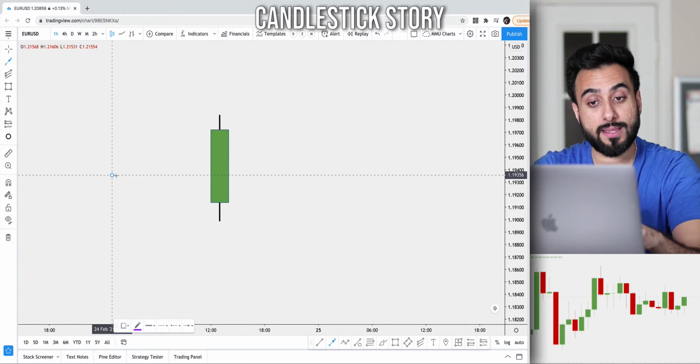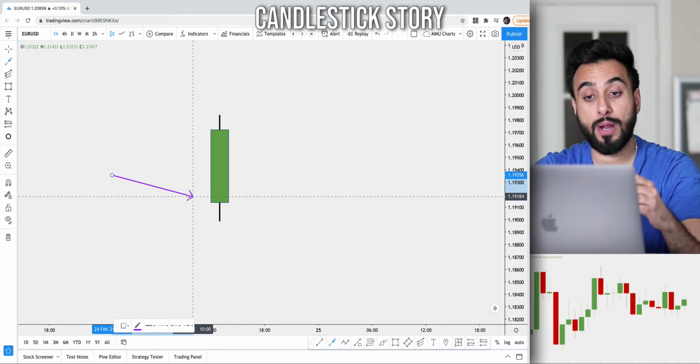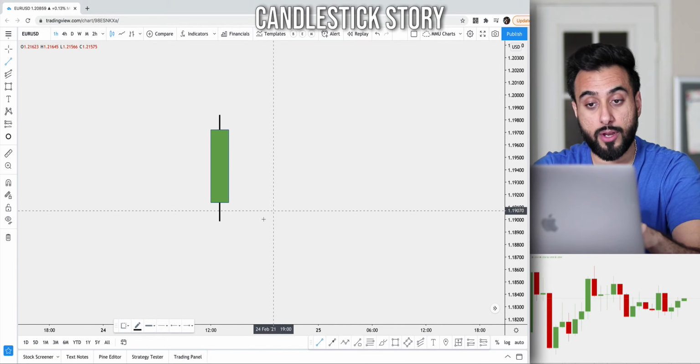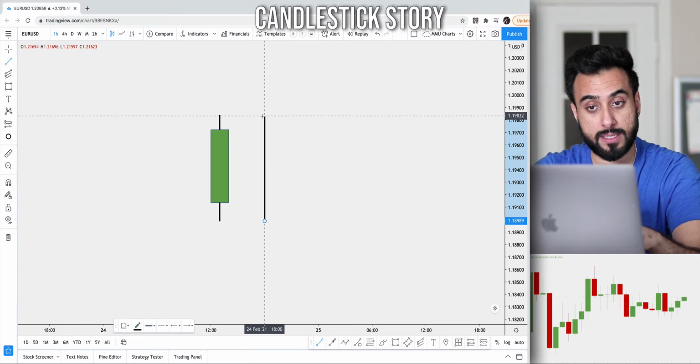But here we notice that the body is actually a lot bigger than the wicks themselves, which shows that there's a lot of buying pressure in this specific candle. So now let's look at another example where there's the same type of wick, the same exact wick.